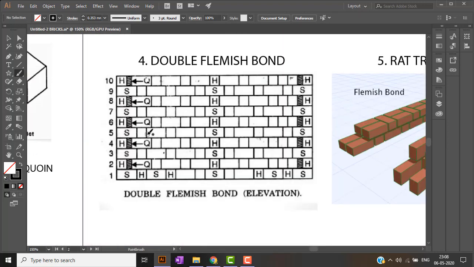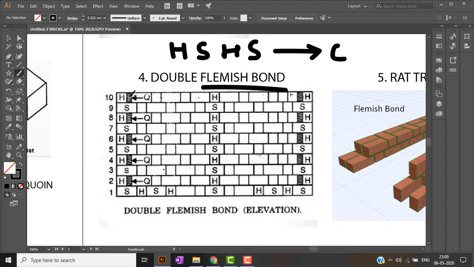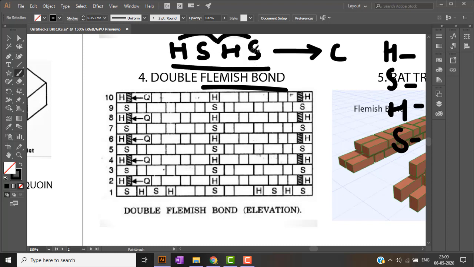The fourth is a double Flemish bond. In Flemish bond, what happens is header and stretcher are laid alternatively in the same course. Okay, in English bond their bonding is like this in alternate courses, but in Flemish bond these are in the same course but placed alternatively.